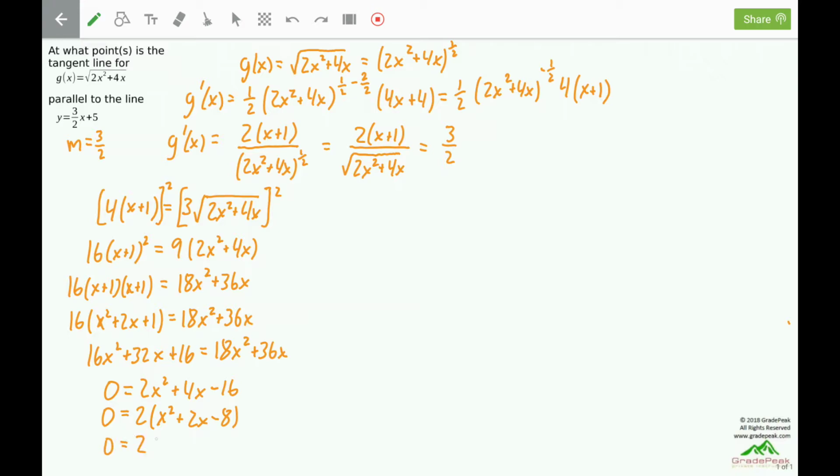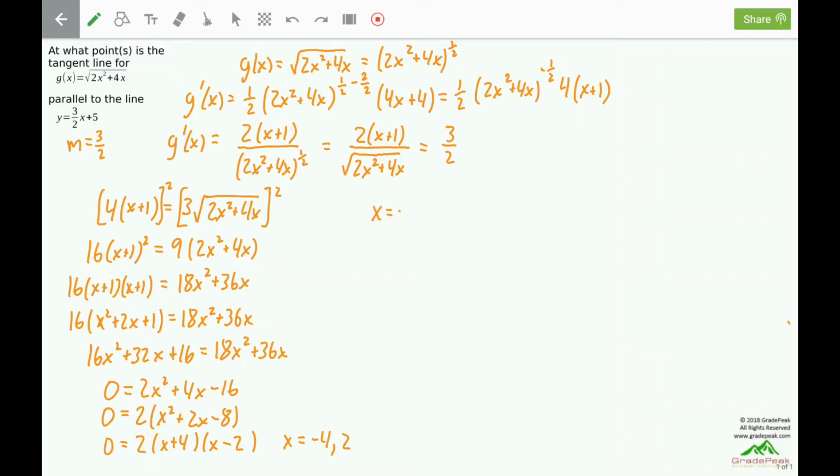And now we can trinomial factor. We need two numbers to multiply to give us negative 8 and add to be a positive 2. So that would be a positive 4 and a negative 2. And it looks like we have x-coordinates of negative 4 and positive 2. Those are our x-coordinates for the points. We now need the corresponding y-coordinates.